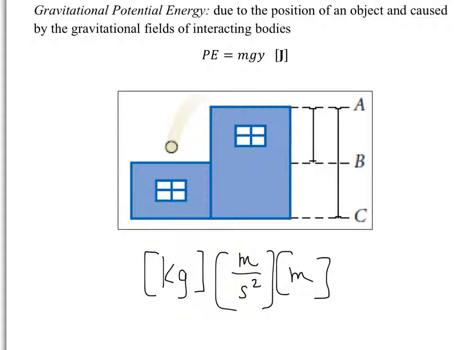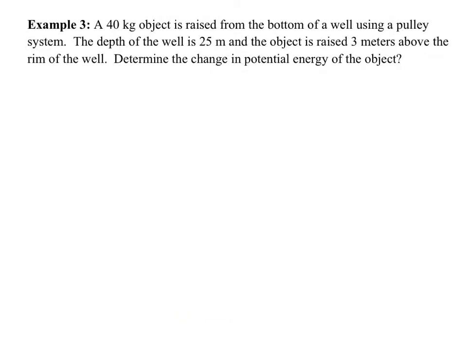Okay? A very simple example to start here. We see that a 40 kilogram object is raised from the bottom of a well using a pulley system. The depth of the well is 25 meters and the object is raised 3 meters above the rim of the well. Determine the change in potential energy of the object.